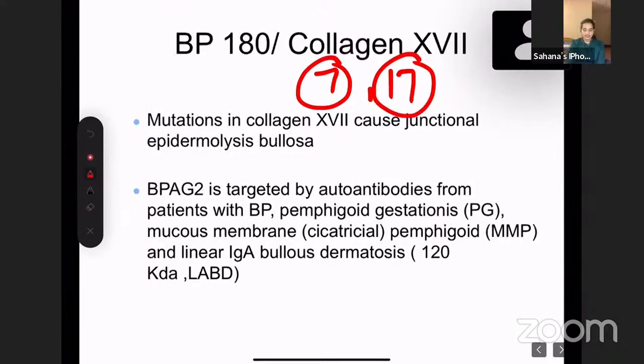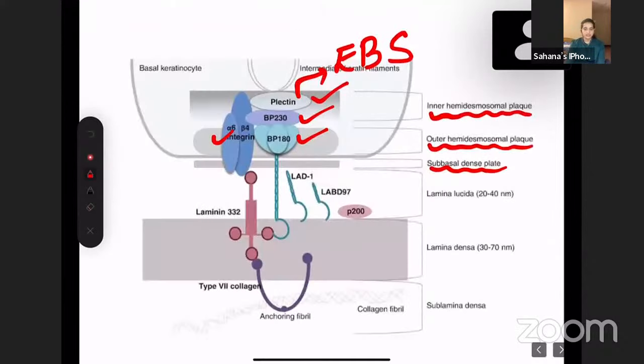Collagen 17, let me just go back to this BP180. This is also known as collagen 17. There is another collagen 7 here. Collagen 7 comes here, and this is collagen 17. So let's not get confused between these two. BP180 is also known as collagen 17.